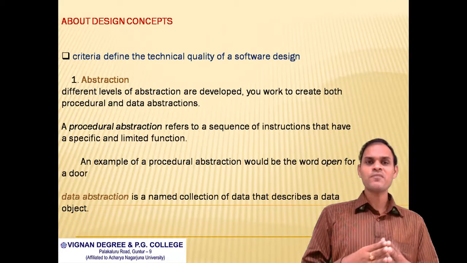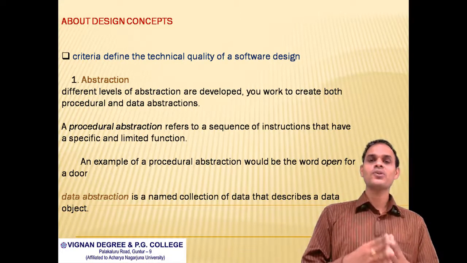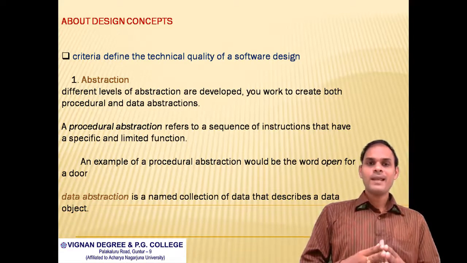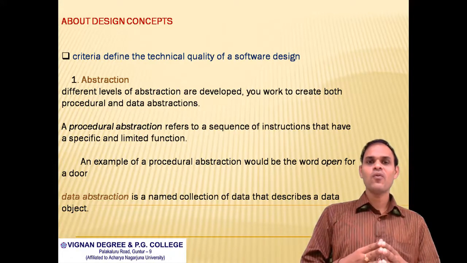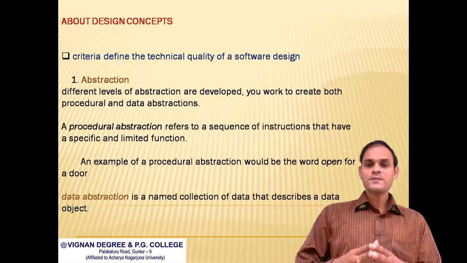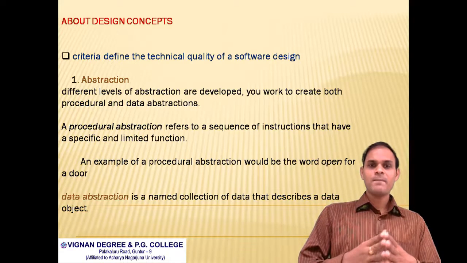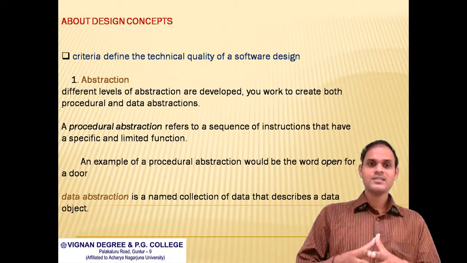An example of procedure abstraction would be the word open for a door. Open implies a long sequence of procedural steps. For example, walk to the door, reach out and grasp the knob, turn the knob and pull the door, step away from the moving door. So this is the procedure we have to follow step by step. That is called sequence manner.